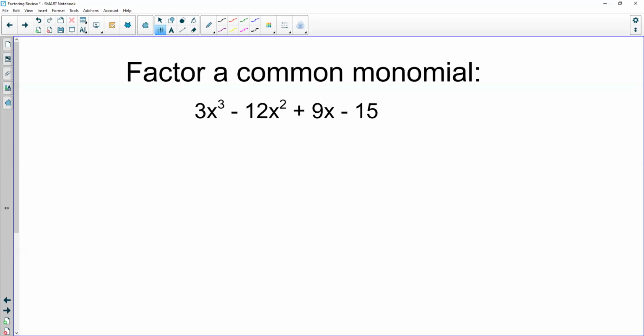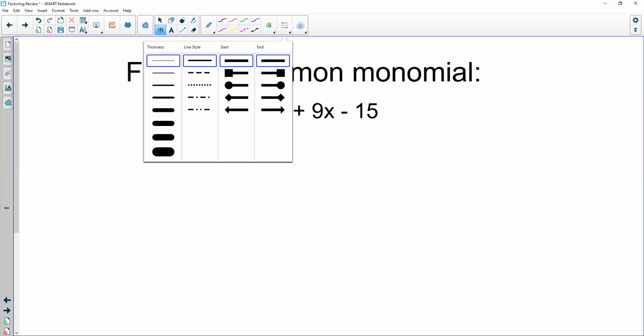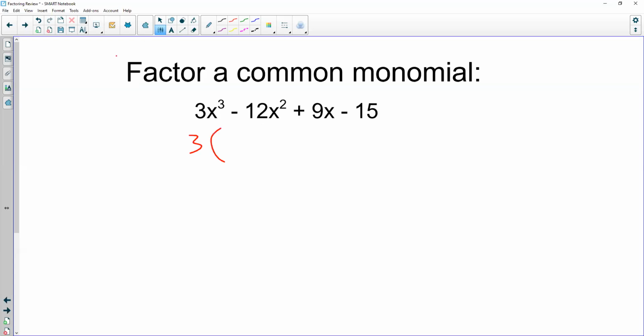Hopefully you're looking at that and you're saying we can factor a 3 out of every term. And so when we factor out the 3, what is left in each term as we divide the 3 out? Our first term, we would just have an x cubed. The second one would be a 4x squared. 9 divided by 3 would be 3. And then negative 15 divided by 3 would be negative 5. And so there's always our first step.